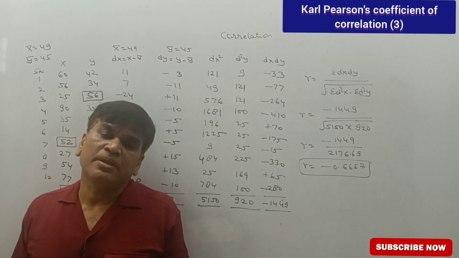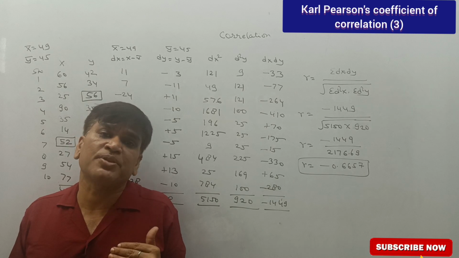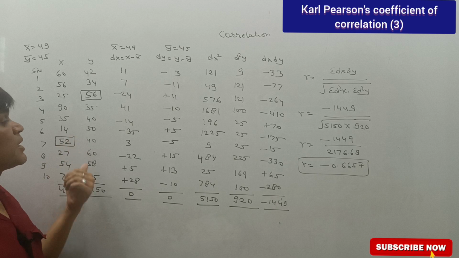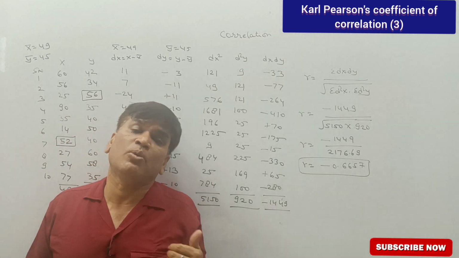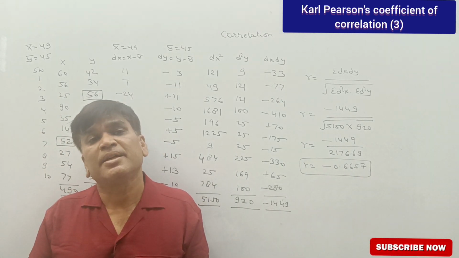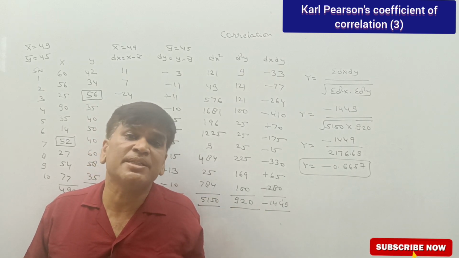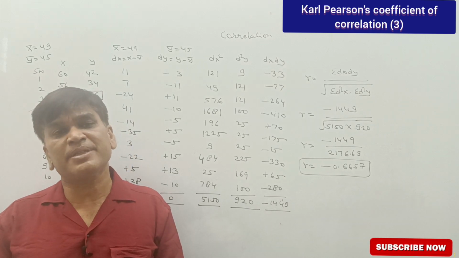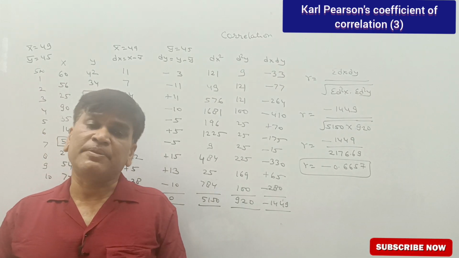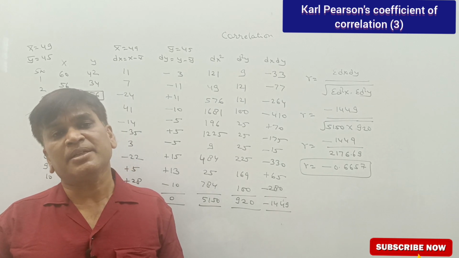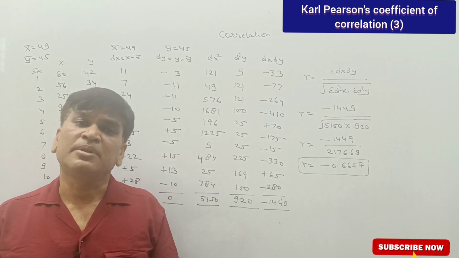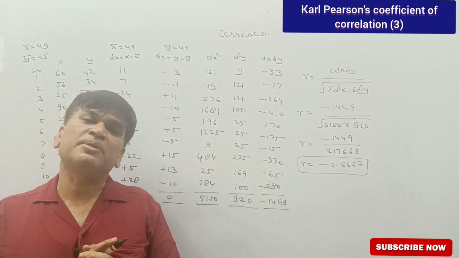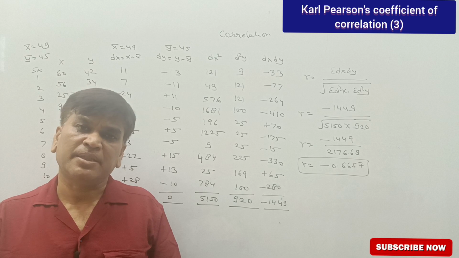So in case you get such a question where some frequency or some number is missing and x bar is given, y bar is given, then with the help of x bar or y bar we can first calculate the missing frequency and then calculate the Karl Pearson coefficient of correlation. So I think this video will be helpful to you in case of a missing value, how to calculate the Karl Pearson coefficient of correlation. Thank you once again.